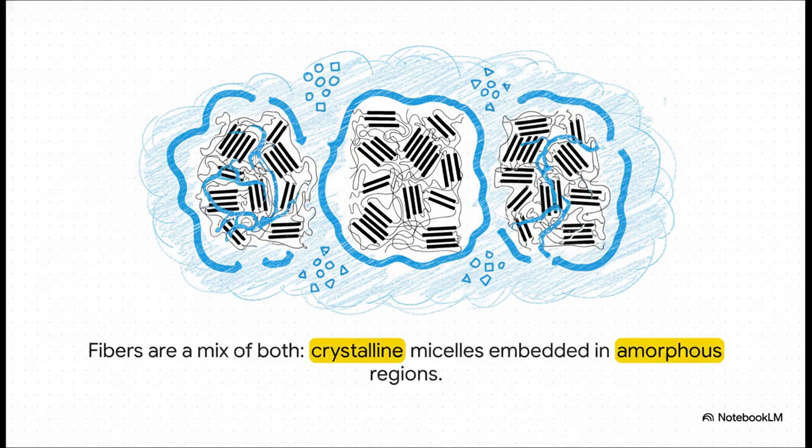But here's the kicker. Almost no fiber is 100% one or the other. It's a mix. They follow what scientists call the fringed micelle model. You have these little islands of order, the crystalline bits, that are floating in a sea of chaos, the amorphous regions. A single polymer chain can weave in and out of both zones. It's this combination that gives fibers their amazing blend of strength and flexibility.